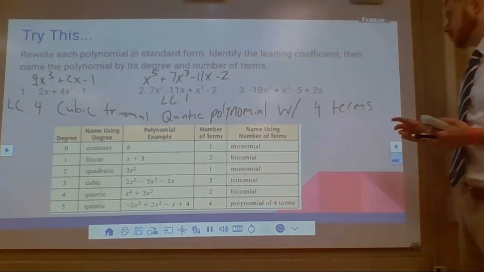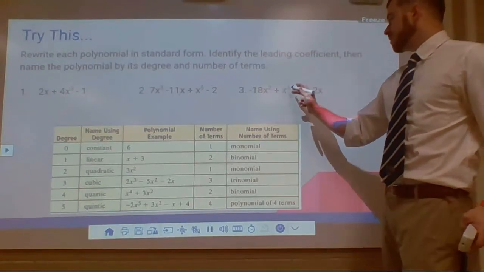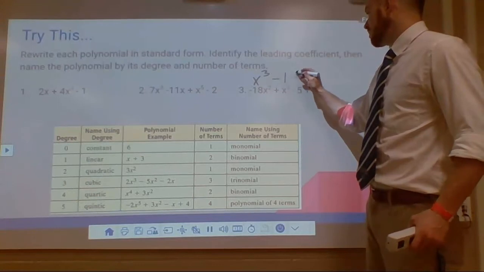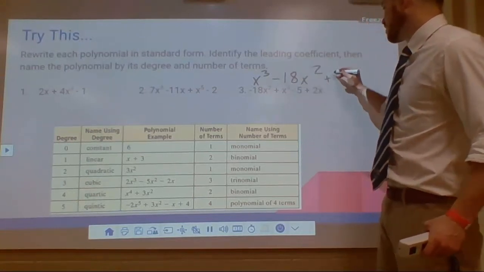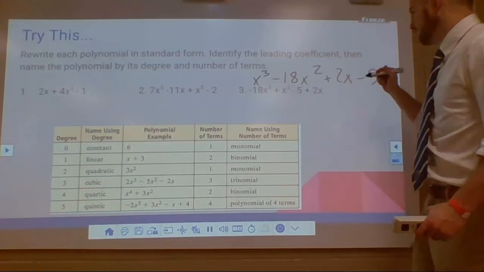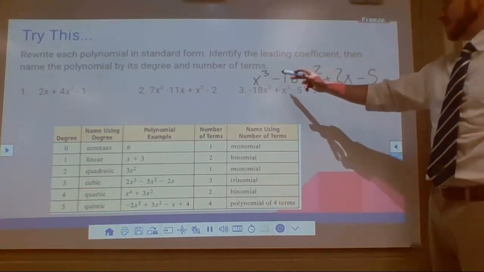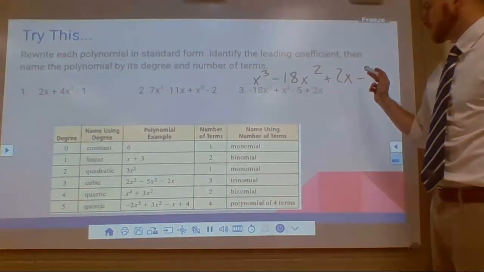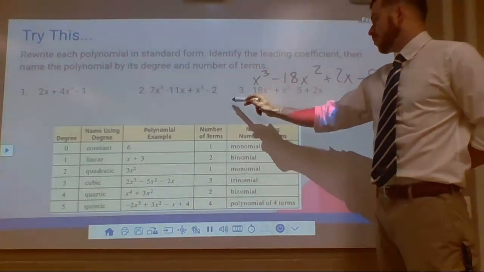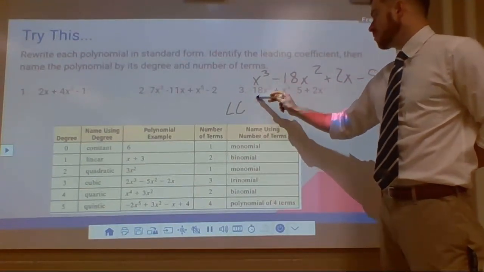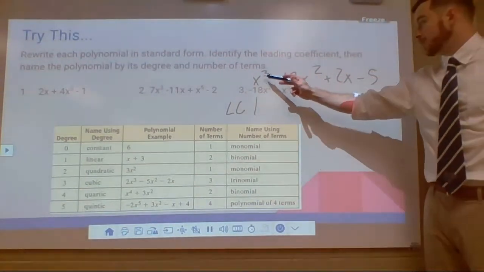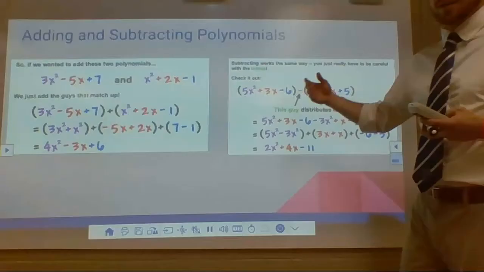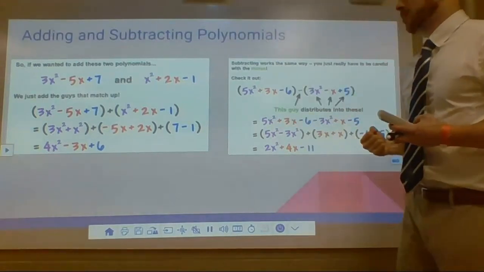Now, let's try number 3. The highest degree is 3, so x cubed, and then the next highest, minus 18x squared plus 2x minus 5. Well, this is cubic because the highest degree is 3, and it has 4 terms. So we'd say the leading coefficient is 1, and then this is going to be a cubic polynomial with 1, 2, 3, 4 terms. Lastly, let's talk about adding and subtracting polynomials.